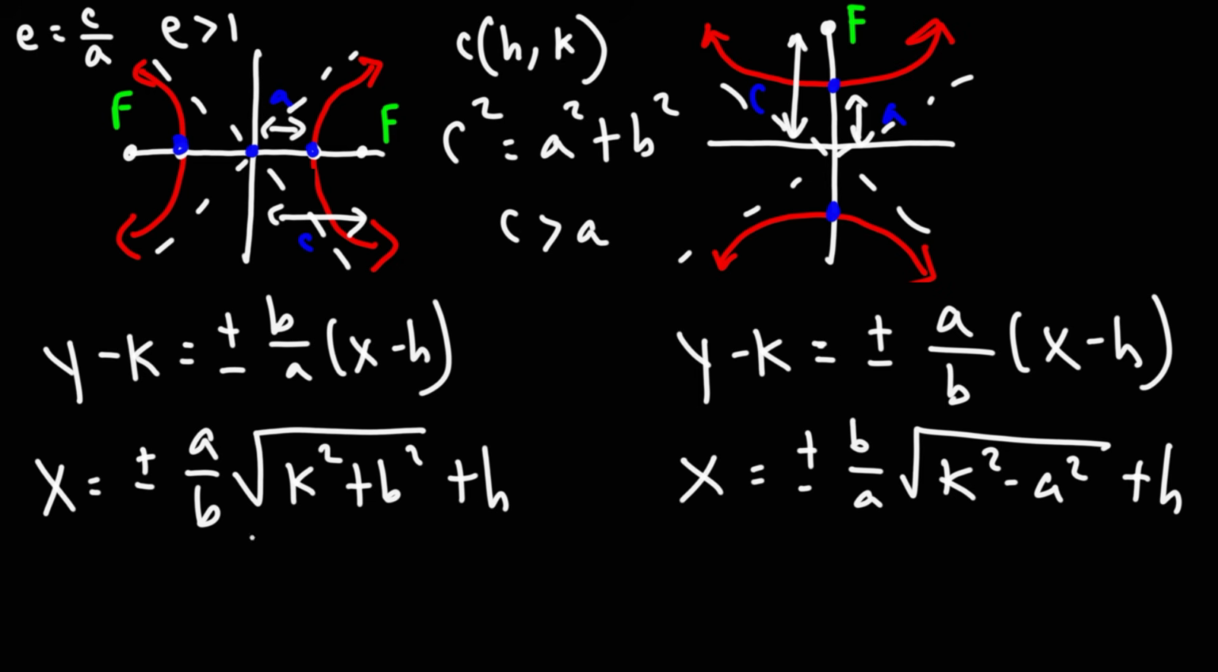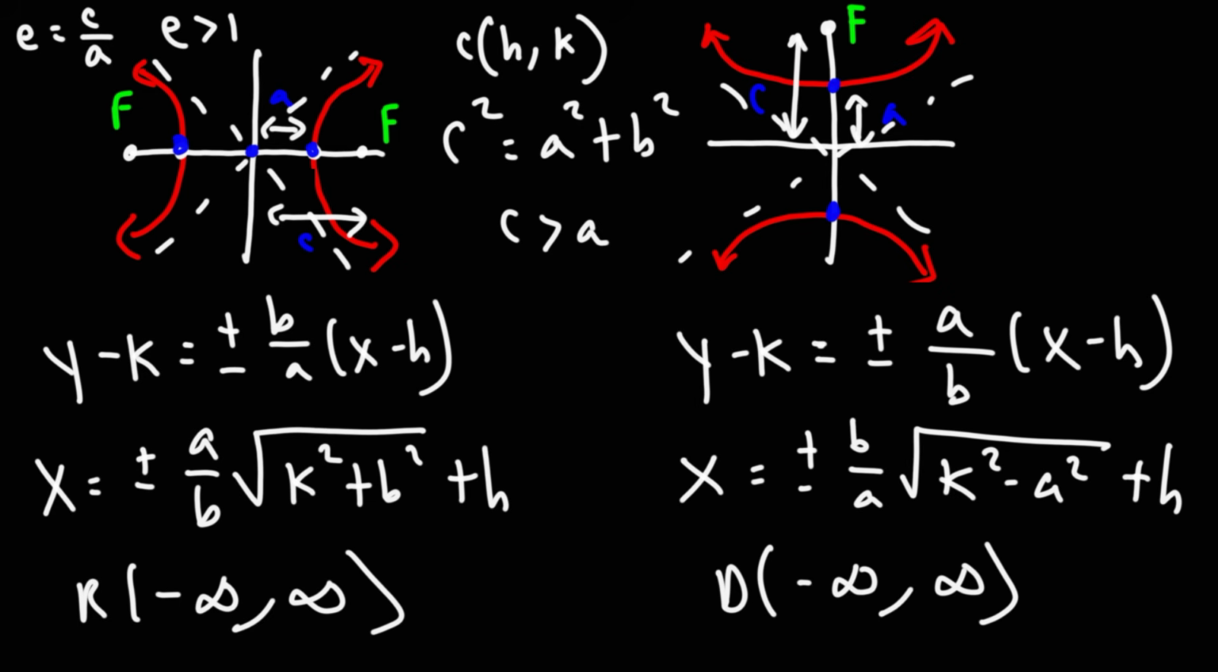But real quick, for this hyperbola on the left, the range is always all real numbers. The domain for the hyperbola on the right is all real numbers. Now let's move on to the parabola.